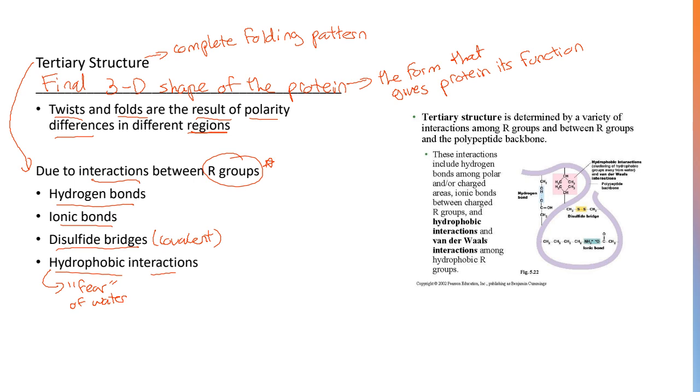So let me show you some of these interactions. Let's say 1, 2, 3, and 4. This is going to be an example of hydrogen bonds over here, between different amino acids, between different R groups, ionic bonds over here, again between different R groups, a disulfide bridge over here, again between different R groups, and number 4 here, hydrophobic interactions between different R groups.